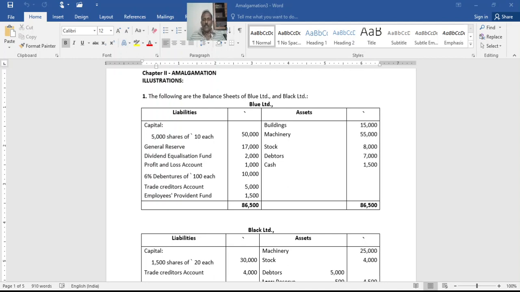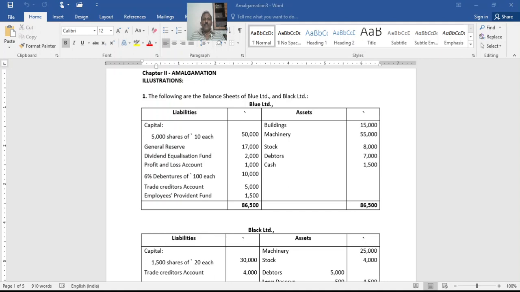So far in the live streaming classes, we discussed the amalgamation and Accounting Standard 14 for accounting for amalgamation, types of amalgamation, methods of accounting for amalgamation, purchase consideration, as well as methods of calculation of purchase consideration. And in the previous session, we discussed journal entries both in the transferor and transferee company. Let us discuss a problem today.